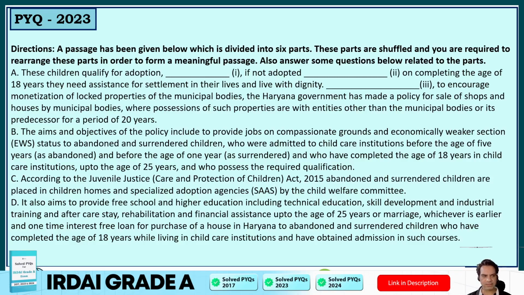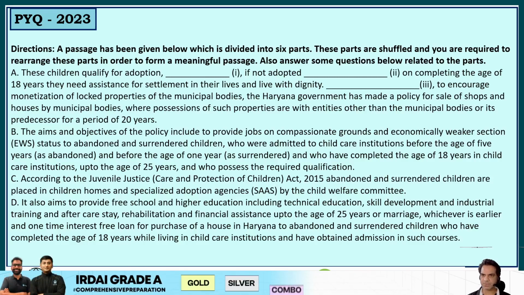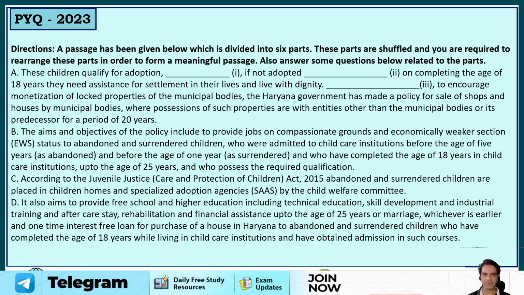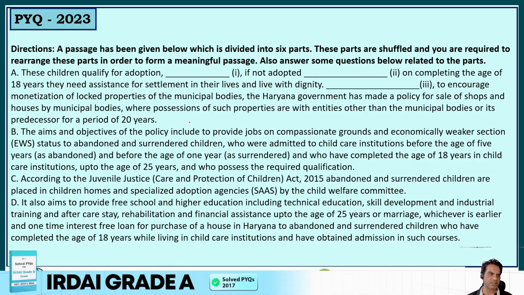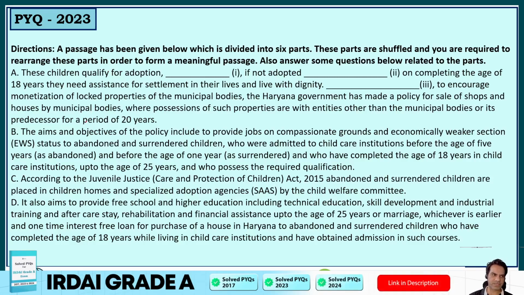Next, guys, a passage has been given below which is divided into 6 parts. These parts are shuffled and you are required to rearrange these parts in order to form a meaningful passage, and also answer some questions below related to the part. So you are given 3 blanks in part A. Now, these children qualify for adoption cannot be the first part.